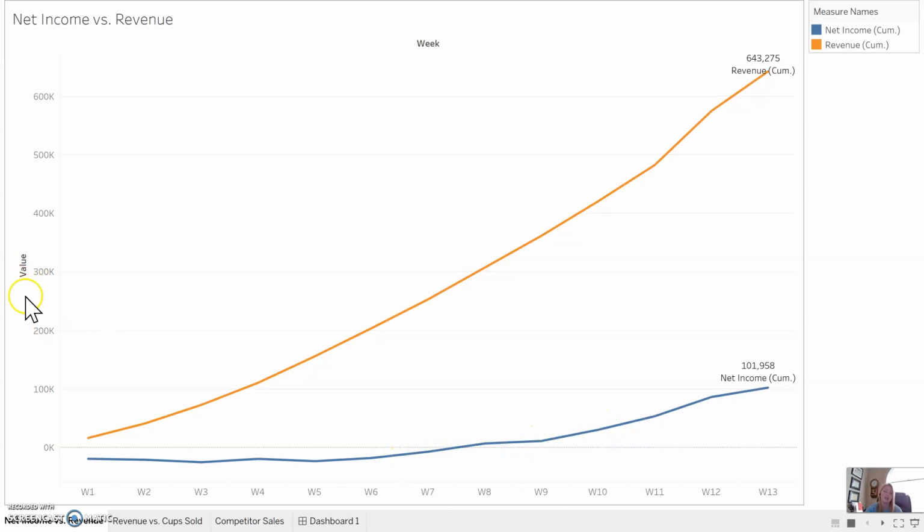On the y-axis here, we have the value, which is the money in this case. And on the x-axis, we have the weeks labeled all the way 1 to 13. And up in the right-hand corner, we have the key that tells you that the blue is the net income and the orange is the revenue.